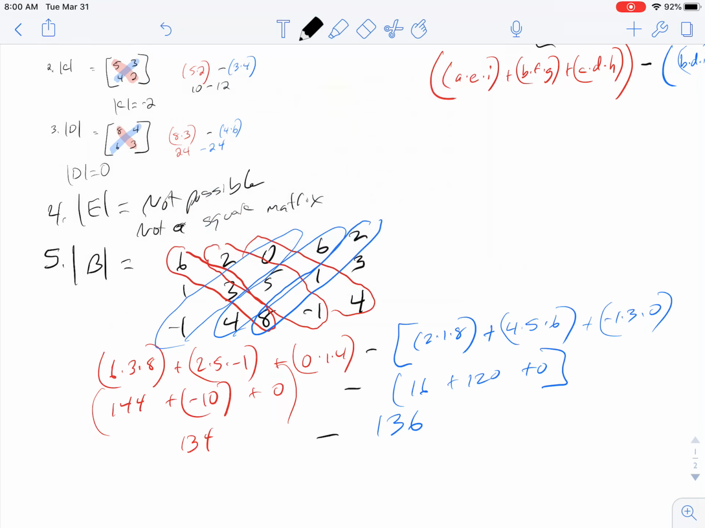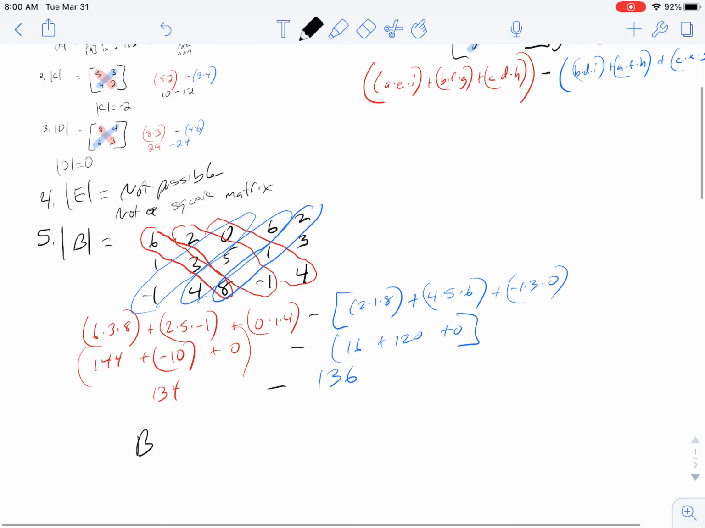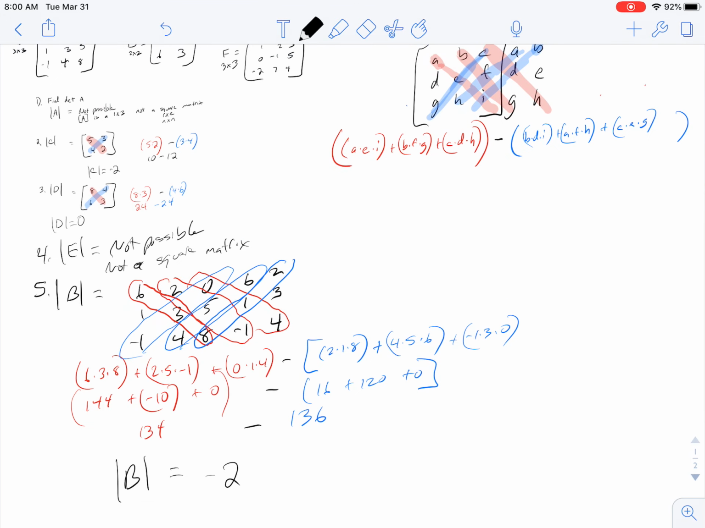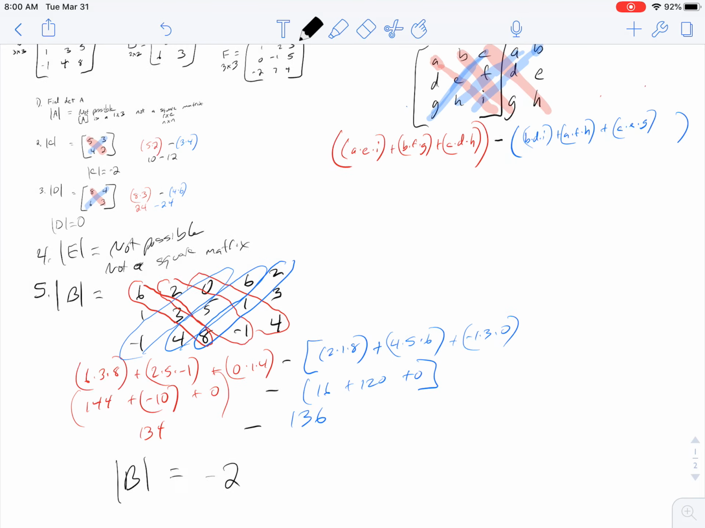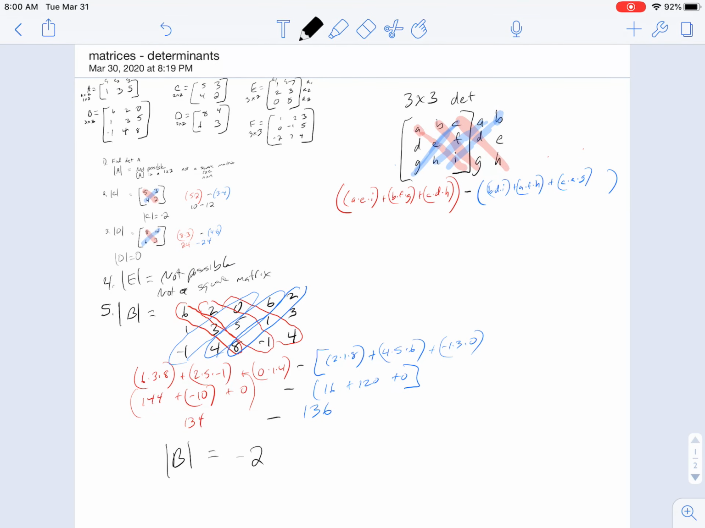So now we are able to find the determinant of B. And that will give us, for this 3 by 3 matrix, negative 2. So finding the determinant of a 3 by 3 is a little bit more work than a 2 by 2. But still, by being careful and being organized, you'll be able to have good success.